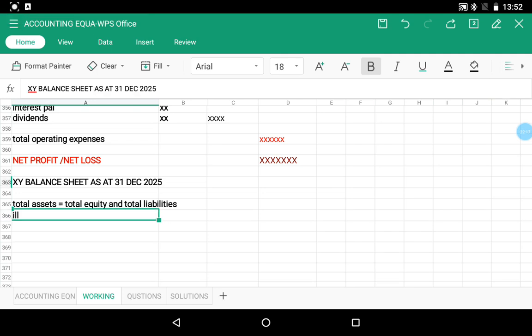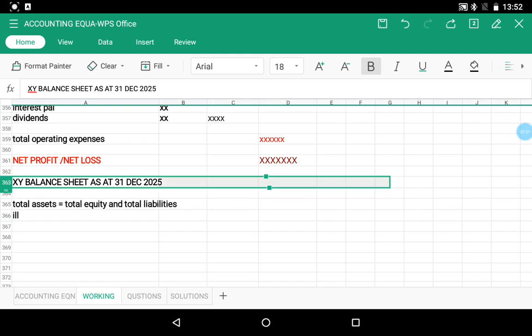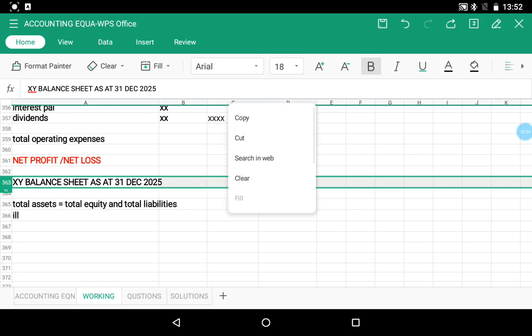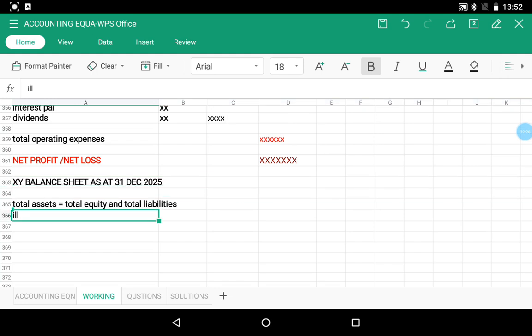Remember, we have already talked about the heading. It is XY balance sheet as at 31st December 2025. But I've said, let me first put this to show you that total assets equal total equity and total liabilities. When you find that assets are equal to that, it means your balance sheet has balanced, your things are correct. Now let us look at our illustration.